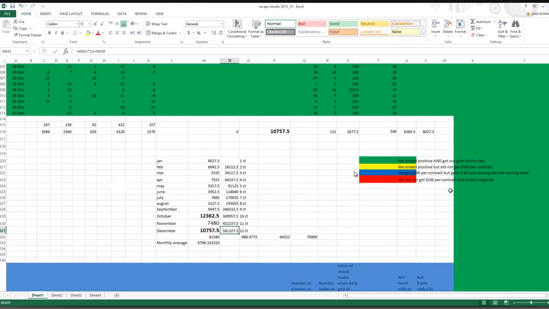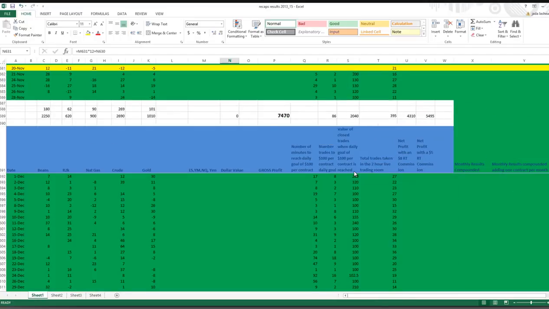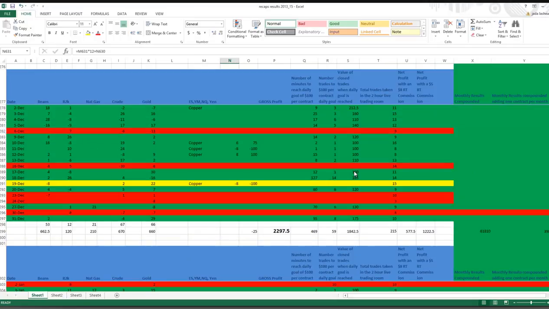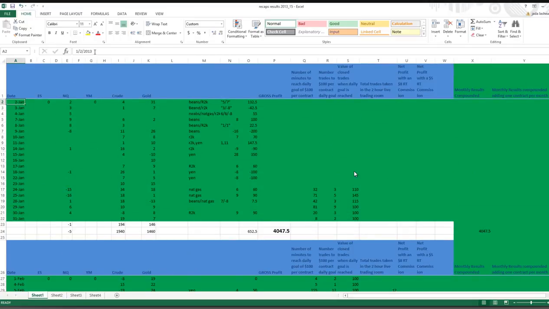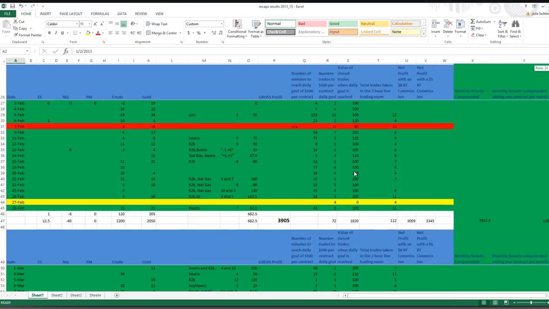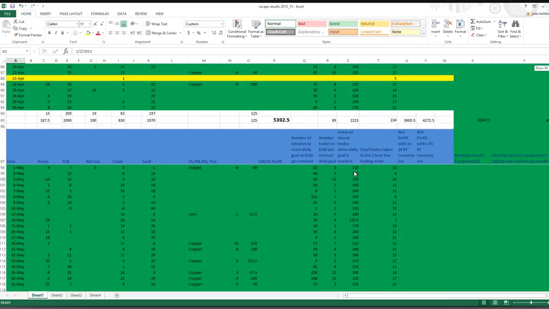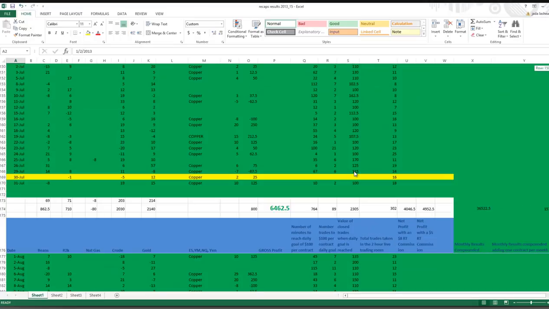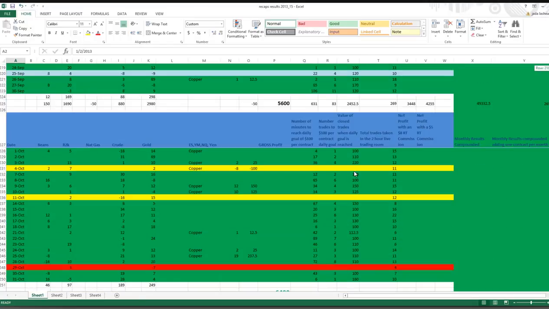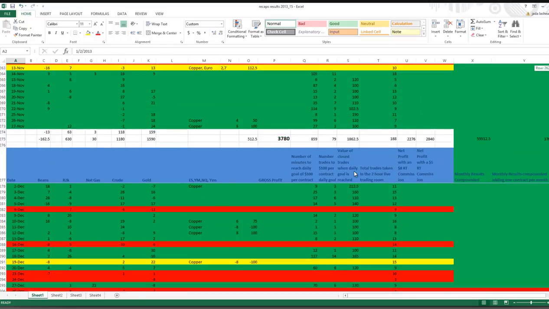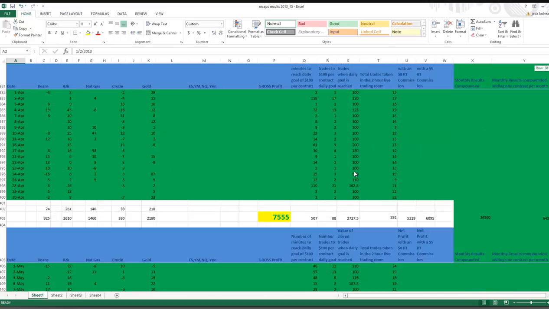The spreadsheet goes all the way back. It's got all the daily results, all the way back to the 2nd of January 2013. The only days that are not in here are days that I did not trade. And there's not too many of those. There might be 5 of those maybe in the last 3 years.